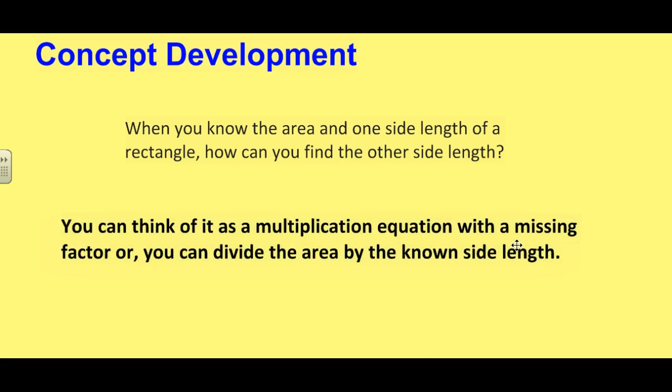Okay, well, we can think of it as a multiplication equation with a missing factor, just like what we did where we put the question marks. That was our missing factor. We didn't know what that was. Or we can divide the area by the known side length. So the area could be 24 and one side length could be 8, and all we would have to do is divide those to figure out what the other side length is. As long as you know how to do those two things, it will help you on the problem set that we're about to do.